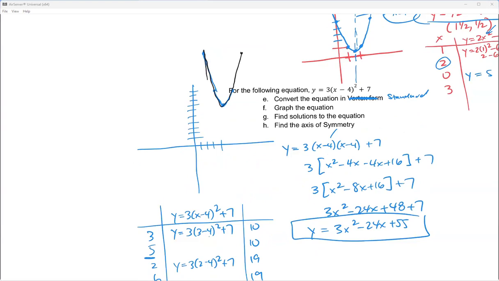All right. Are we good? All right. Any questions on that? There's going to be no solution, right? Because why? The graph doesn't hit the x-axis. What's the axis of symmetry? X equals what? 4. Circle all your answers, please.